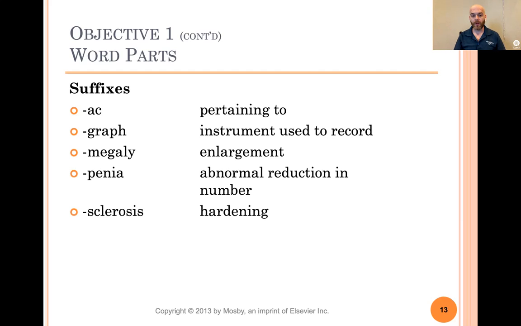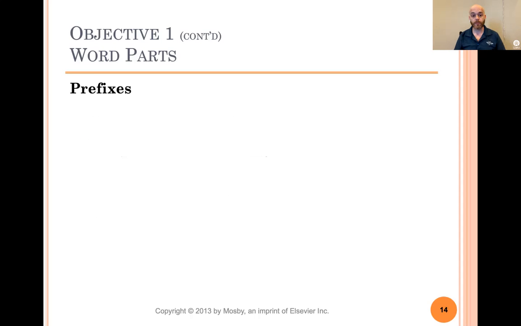Sclerosis, you may think of multiple sclerosis. Sclerosis means hardening. If you think of arteriosclerosis, that's hardening of the arteries. In multiple sclerosis, they have hard little plaques that form on the inside of their brain and disrupt the myelin and eventually the neurons talking to each other.